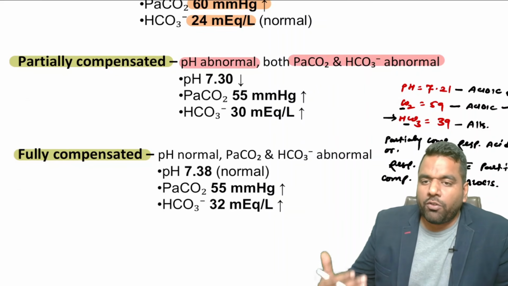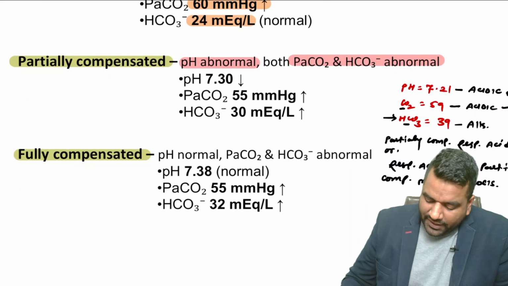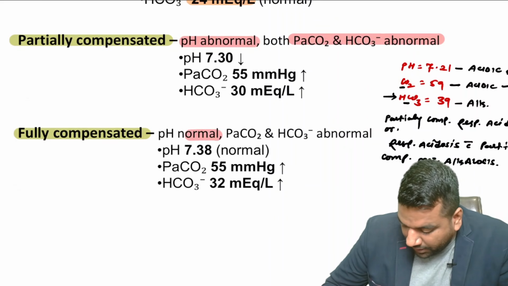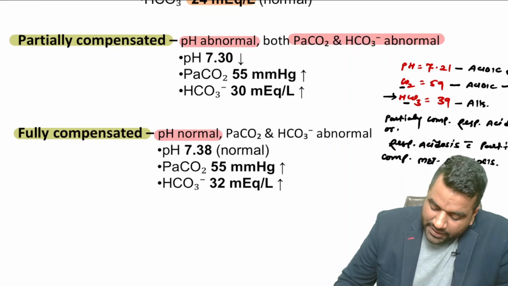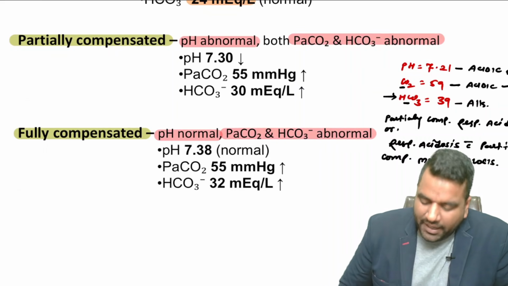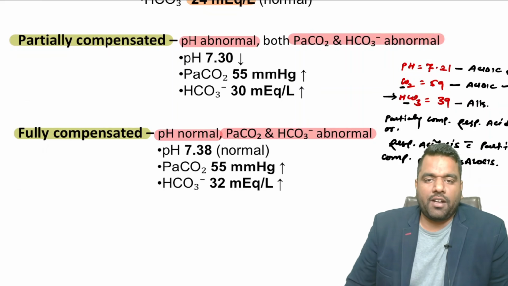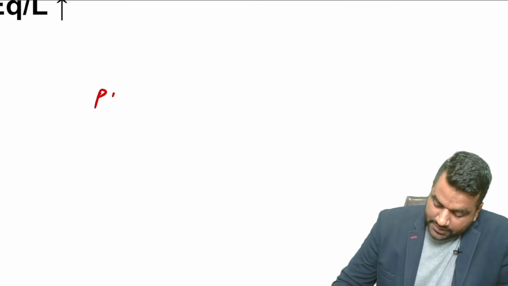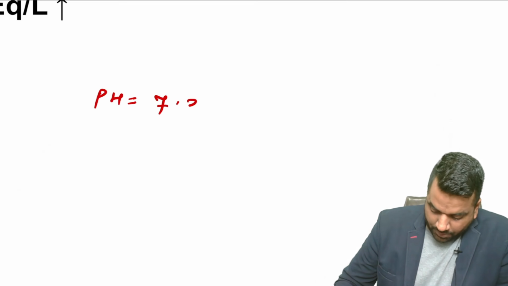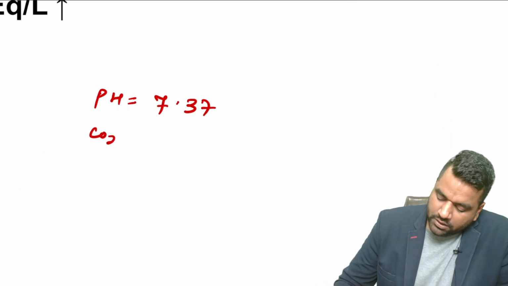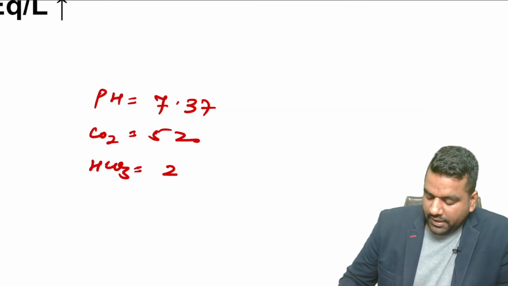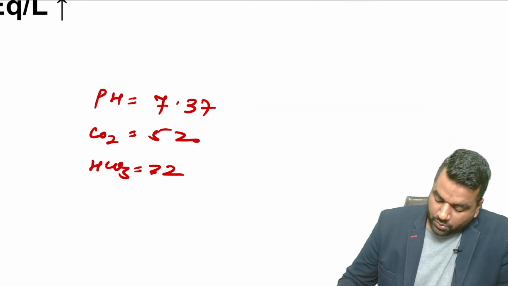But what is the meaning of fully compensated? Guys, fully compensated means pH should be normal, and PaCO2 or bicarbonate should be abnormal. So this is what we call fully compensated. Let's try to understand with an example of full compensation. Guys, please pay attention. Suppose the pH is 7.37, CO2 is 52, bicarbonate is 32.